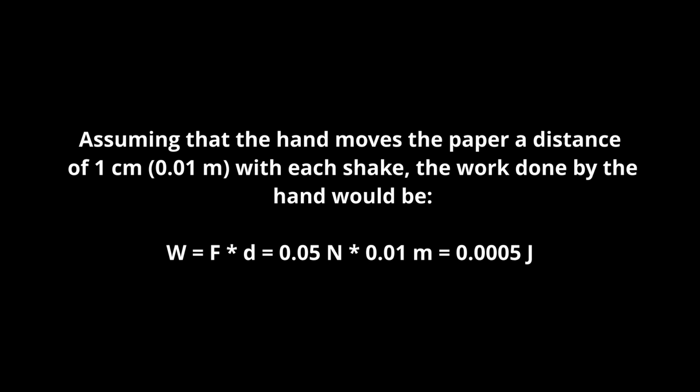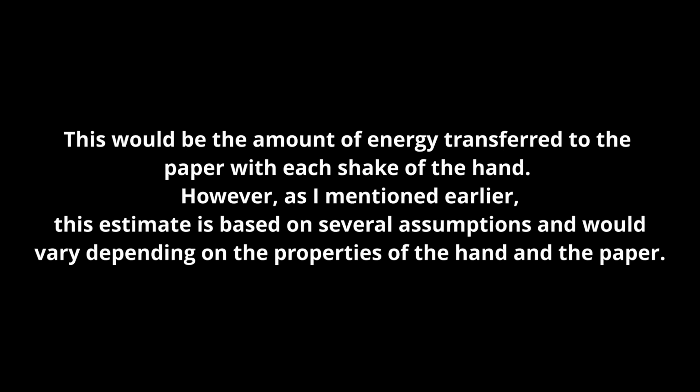With each shake, the work done by the hand would be W = Fd = 0.05 N × 0.01 m = 0.0005 J. This would be the amount of energy transferred to the paper with each shake of the hand. However, as I mentioned earlier, this estimate is based on several assumptions and would vary depending on the properties of the hand and the paper.